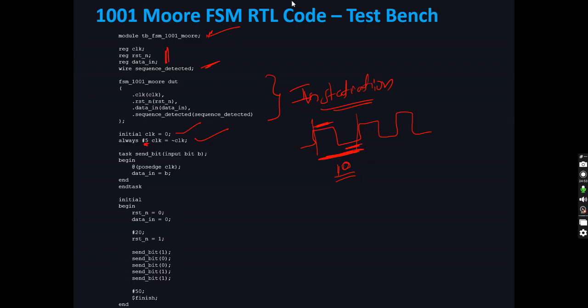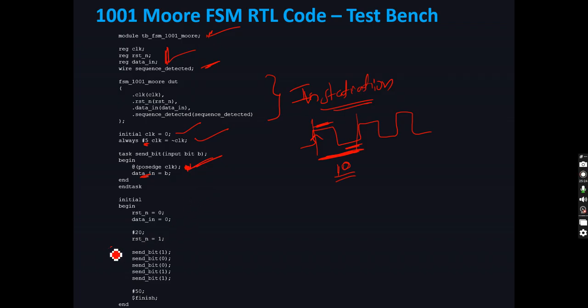This is the 10 time period of our circuit. We are taking a simple task where we drive our inputs at the positive clock edge. When you call this task and provide the input, that input will be assigned to the data in that we declared. We write a small task that gives the input exactly at the positive edge. It's actually not needed, but we do it for reusability.